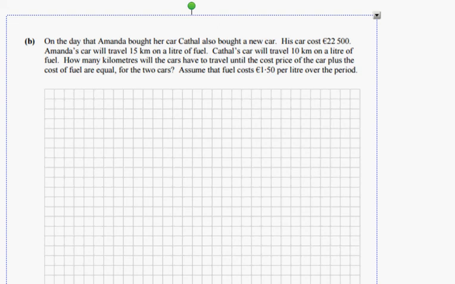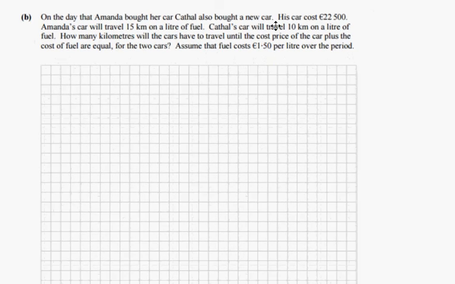On the day that Amanda bought her car, Carl also bought a new car. His car cost €22,500. Amanda's car will travel 15 kilometers on a litre of fuel. Carl's car will travel 10 kilometers on a litre of fuel. How many kilometers will the cars have to travel until the cost price of the car plus the cost price of the fuel are equal for the two cars? Assume that the fuel cost is €1.50 a litre over the period.